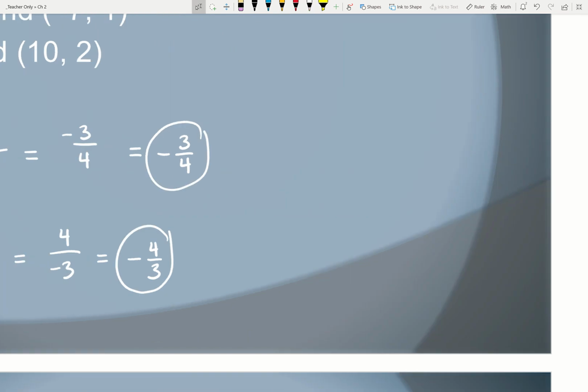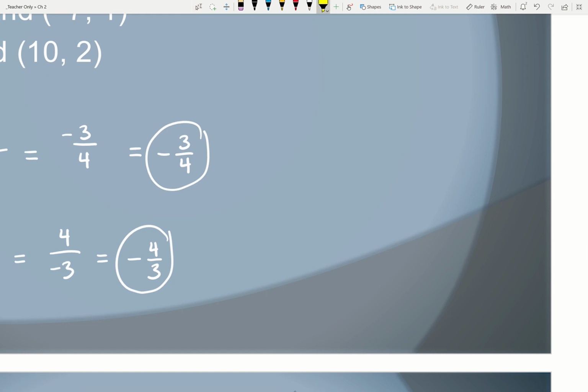The question is, what's the relationship? Are they parallel, are they perpendicular, or are they neither? Well, the reason that they're not parallel, of course, is because they don't equal each other. These are not equal numbers. And they're also not perpendicular. You might have thought that these lines are perpendicular, but the idea is they are reciprocals of each other, but they're not opposite reciprocals of each other.